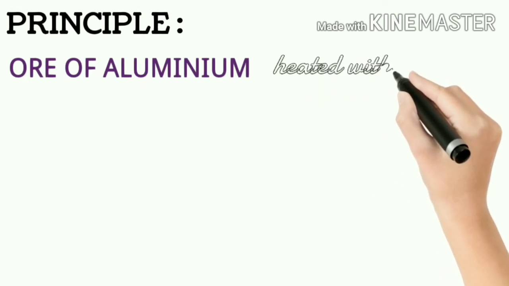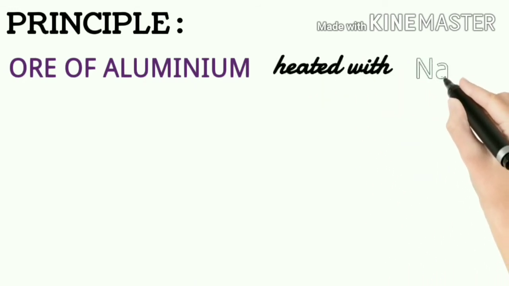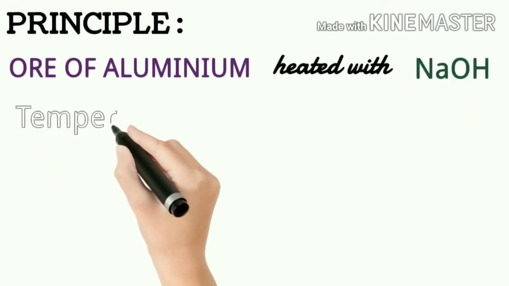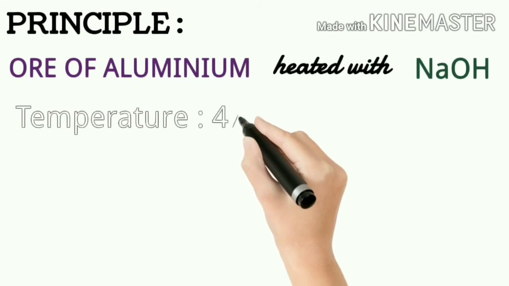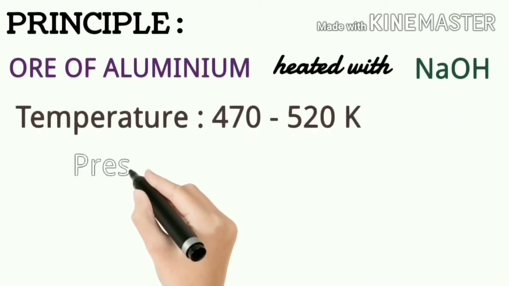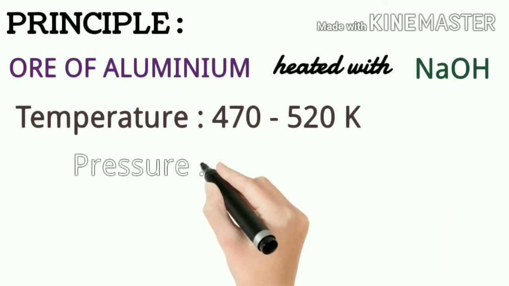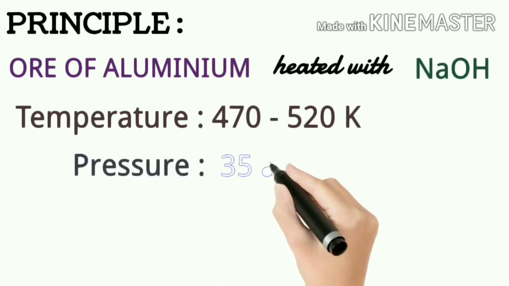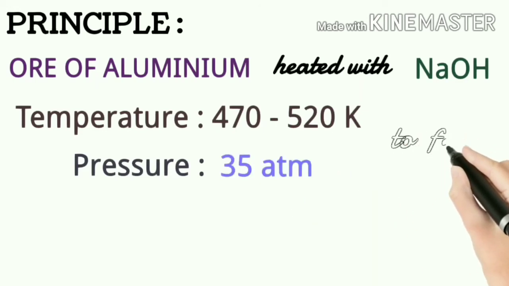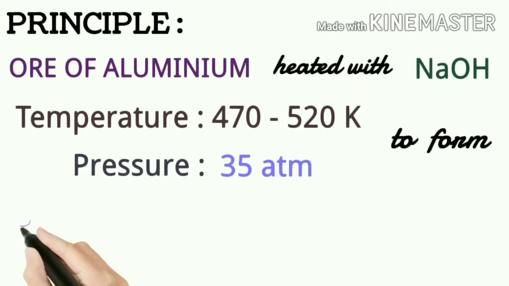That's the main point. Heat the ore, the crushed ore. That is for example what I have taken here, bauxite, and the bauxite we have to heat with sodium hydroxide. So what temperature do we have to give for this heating? 470 to 520 Kelvin we heat. The temperature, remember well: 470 to 520 Kelvin. And pressure, we have to maintain 35 atmospheric pressure.